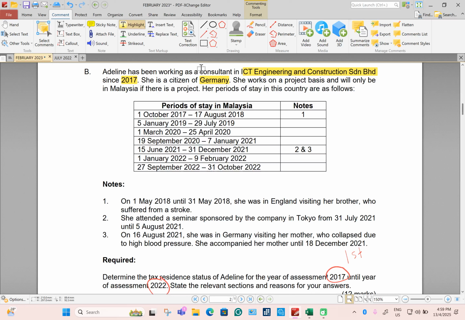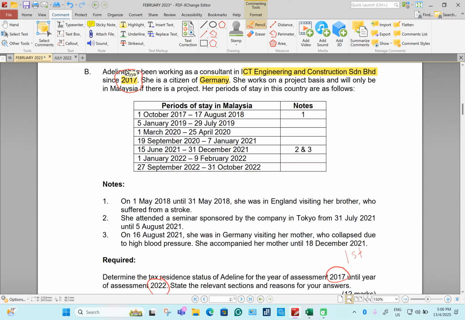Now, next, she is a citizen of Germany. So everyone, we know that Adeline is not Malaysian. She is from Germany, meaning to say she is a foreigner. What you need to know about a foreigner is, guys, what happened before she came to Malaysia? From the information, she started working in Malaysia since 2017. How about before 2017? If the question is silent, we assume that she never went to Malaysia before 2017. So let's see the information later.